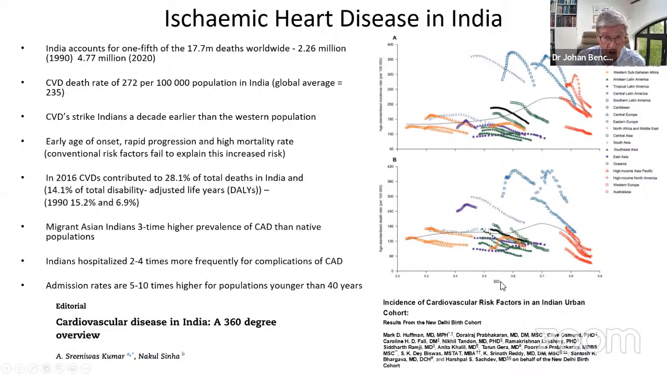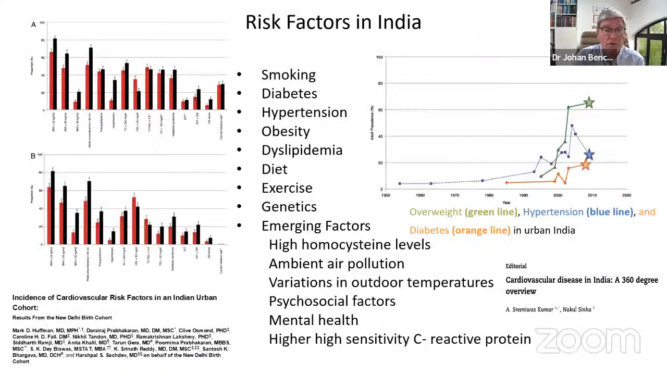And you can see on this spread of demographics, which shows the Southeast Asian population against the world population as such. The risk factors in India are not very different from the rest of the world: smoking, diabetes. What's interesting is just the emerging factors: the high homocysteine levels, ambient air pollution, the variations in outdoor temperatures, and psychosocial factors, obviously mental health. And then there's also a higher sensitivity for C-reactive protein in these patients.